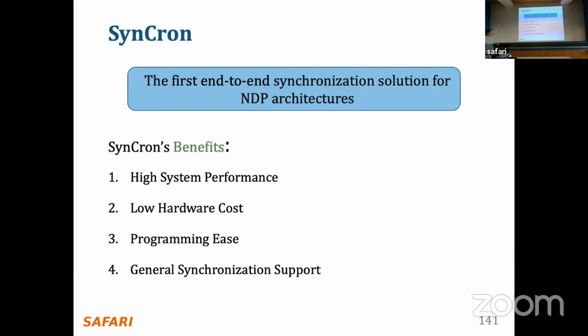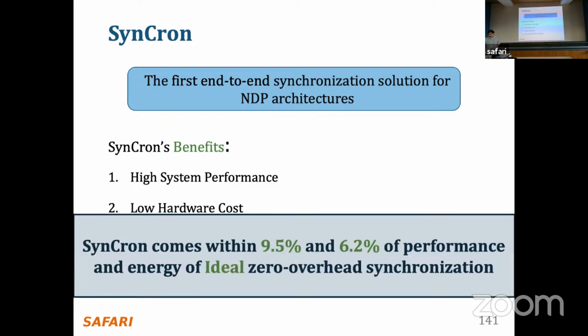So SynCron proposes the first end-to-end synchronization solution for NDP architectures. Benefits are high system performance, low hardware cost, programming ease, and general synchronization support. And here you can see some results: within 9.5% and 6.2% of the performance and energy of an ideal zero overhead synchronization.